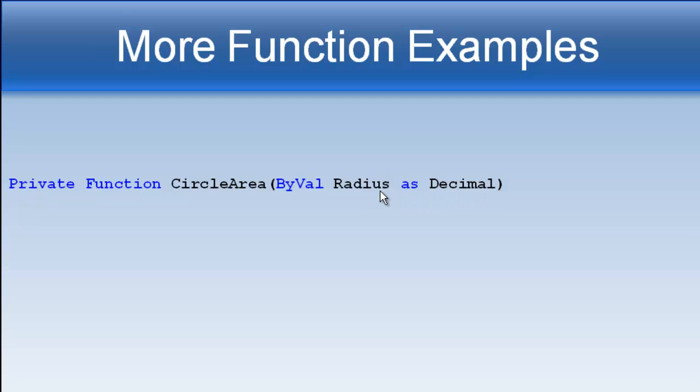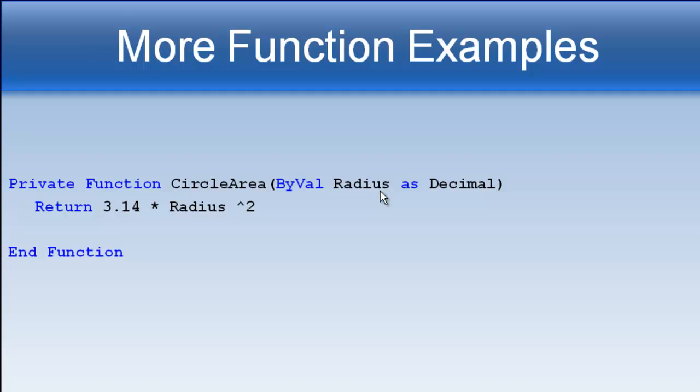Okay, and as a decimal. And so we're going to pass this function a number called radius, and it's going to calculate the area of a circle, which of course is just pi times the radius squared. So we say return pi, which is 3.1. We could do more numbers if we want, times the radius squared. And of course we need our end function at the end.